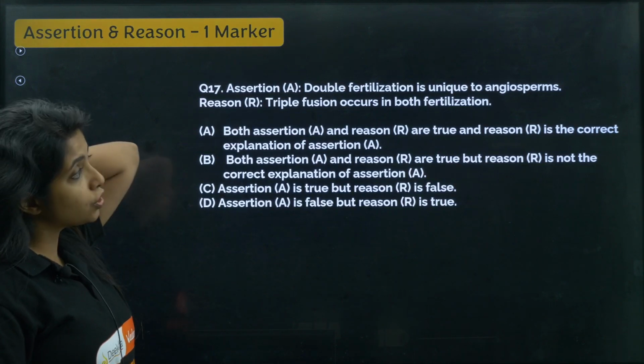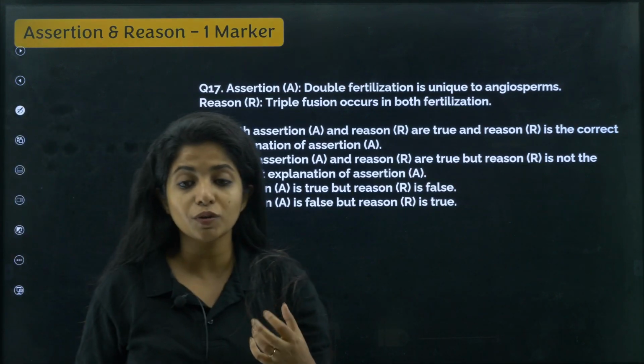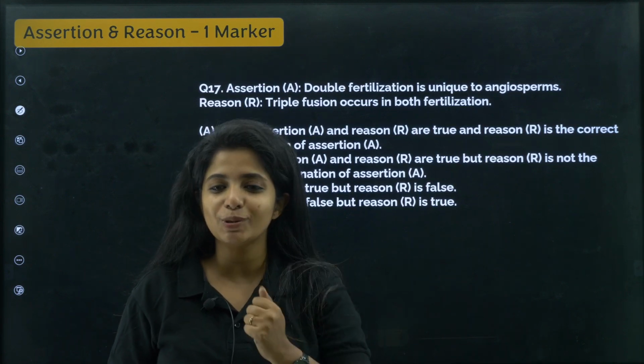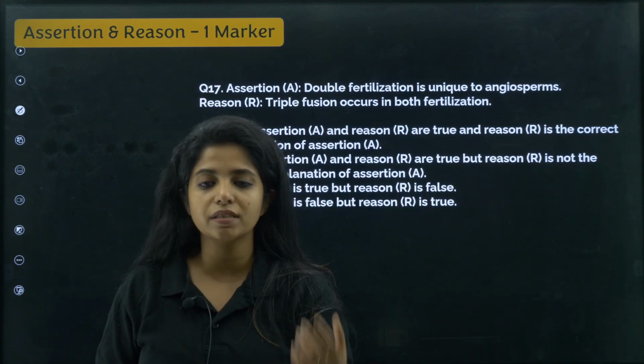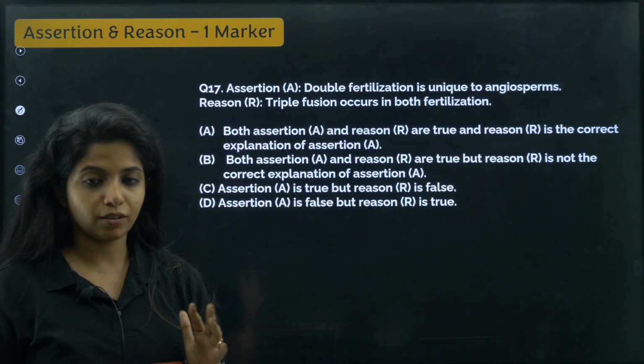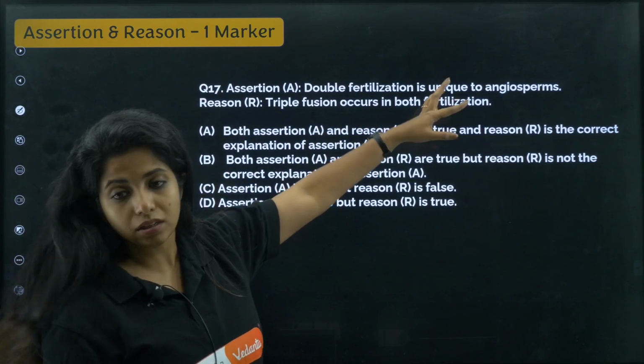Next, assertion question. Double fertilization is unique to angiosperms. Who are angiosperms? Angiosperms are flowering plants. And double fertilization is seen in angiosperms only, flowering plants only. They are the ones that give rise to seed, the fruit and everything. It's not found in anyone else, not even in gymnosperms. So this is kind of unique and this is correct also.